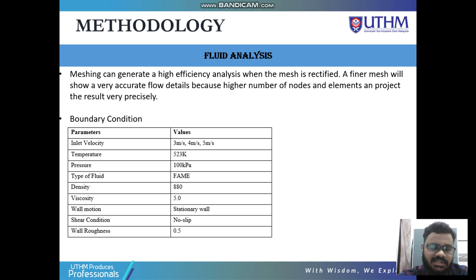Okay, for the fluid analysis, this will be carried out in the ANSYS Fluent software, in which meshing will be carried out. Meshing can generate a high efficiency analysis when the mesh is rectified. A finer mesh will show very accurate flow details because a higher number of nodes and elements projects the result very precisely. Okay, these are the boundary conditions for my methodology.